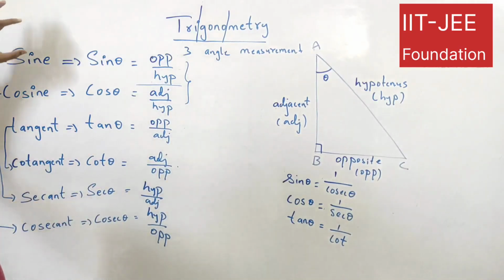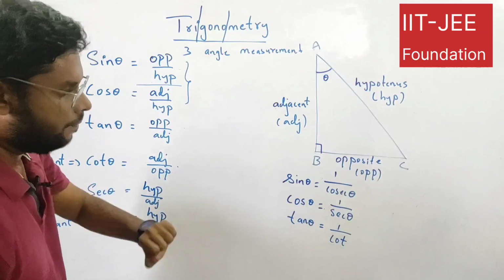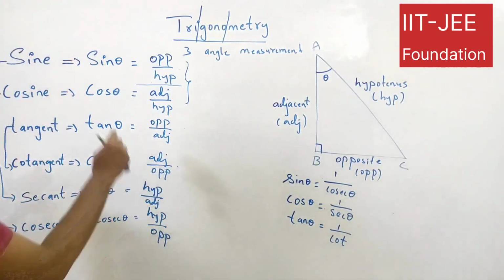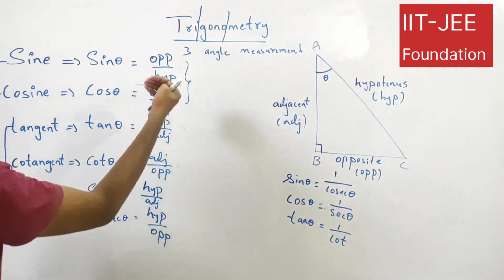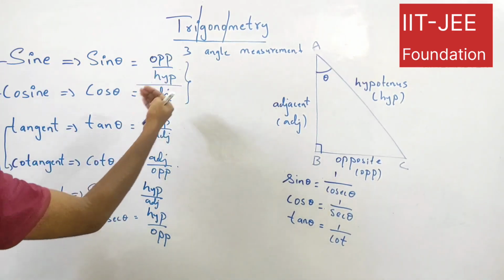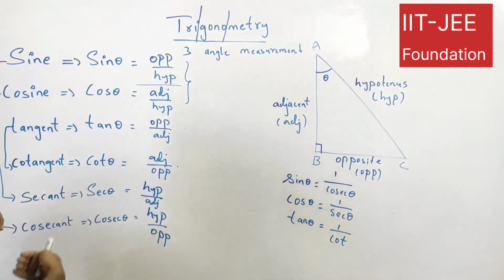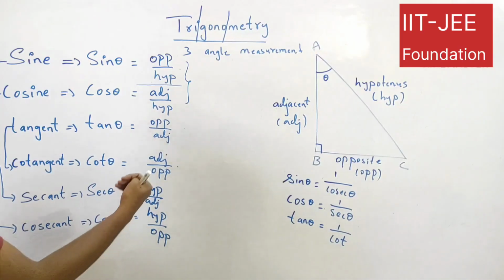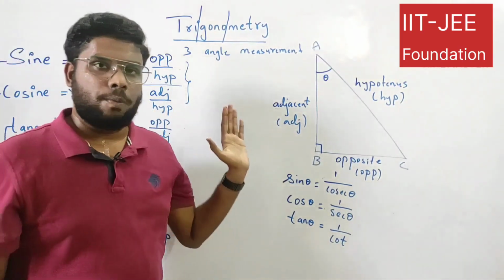So sin theta is the reciprocal of cosec theta, cos theta is the reciprocal of sec theta, and tan is the reciprocal of cot theta. Sin theta can be written as opposite by hypotenuse, cos theta as adjacent by hypotenuse, tan theta as opposite by adjacent, cot theta as adjacent by opposite, sec theta as hypotenuse by adjacent, and cosec theta as hypotenuse by opposite. So this is all about the 6 trigonometry ratios.